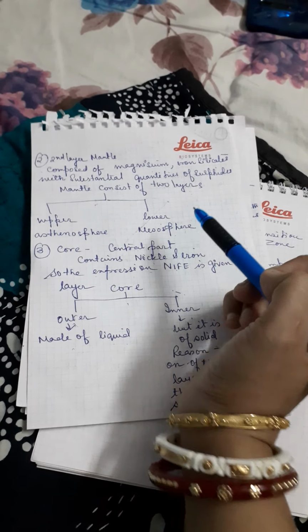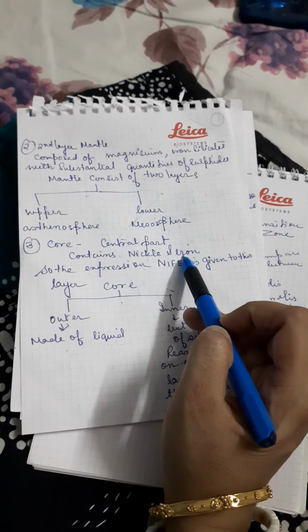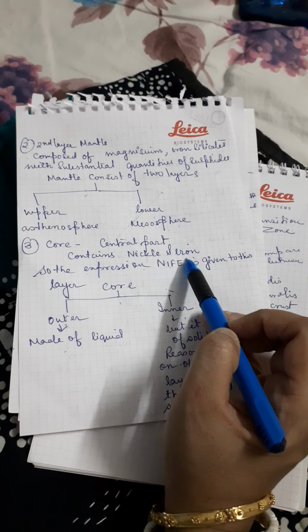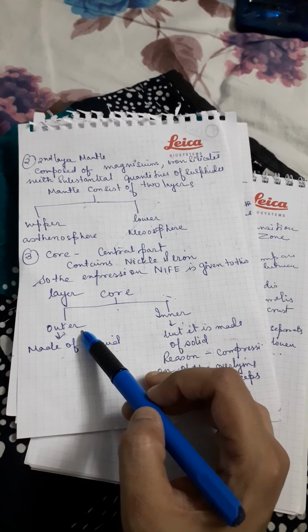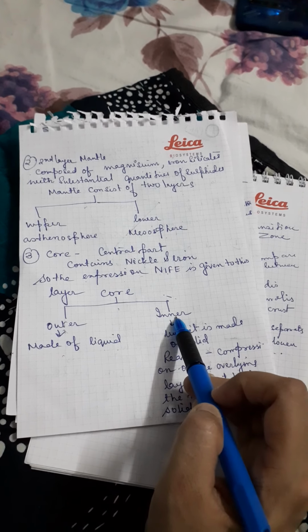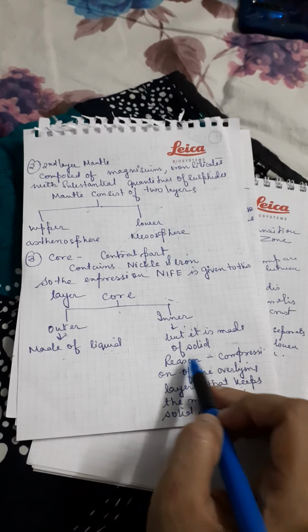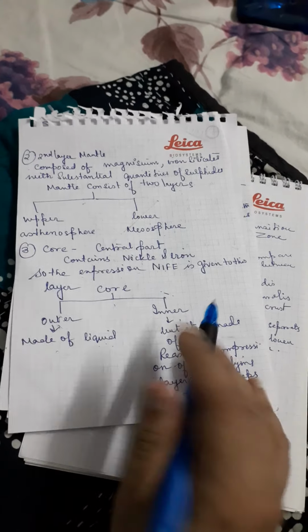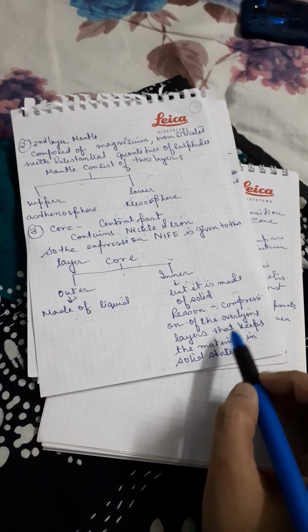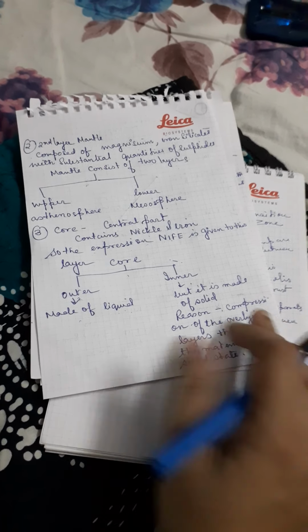The last and innermost part is the core. The central part contains nickel and iron, and that is why the term Nife is given to it. Like the crust and mantle, the core is divided into two parts, outer and inner. The outer core is made up of liquid. The inner core is in a solid state. Why? Because of the compression over it by the overlying layers that keeps the material in a solid state.